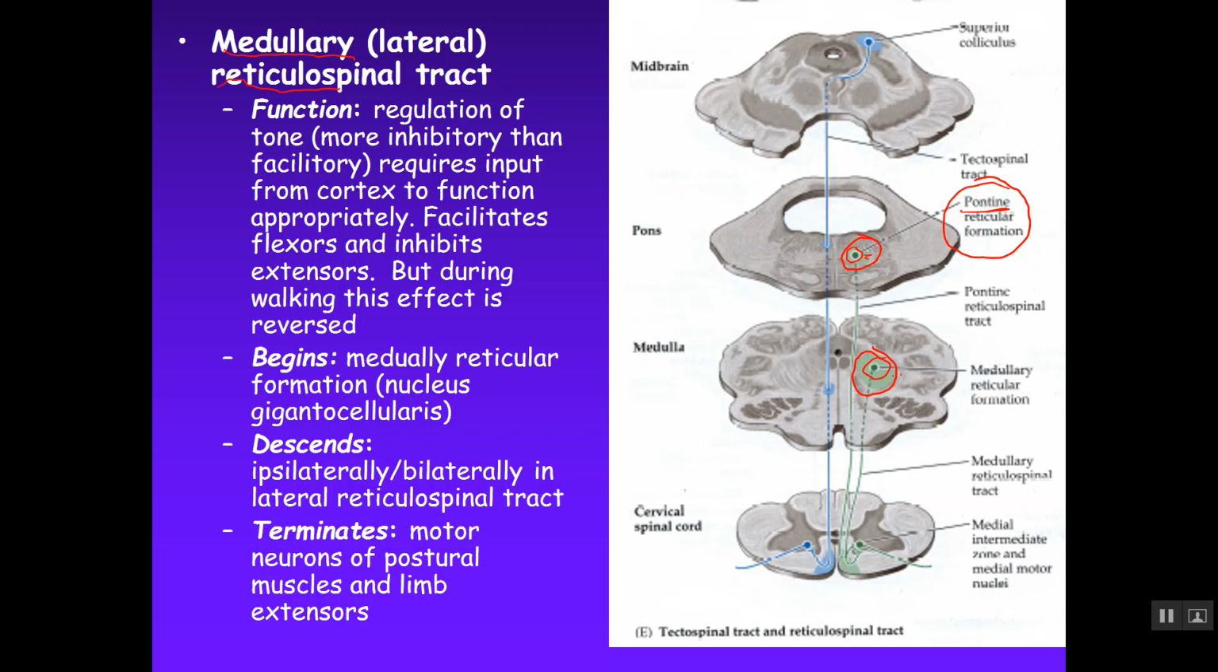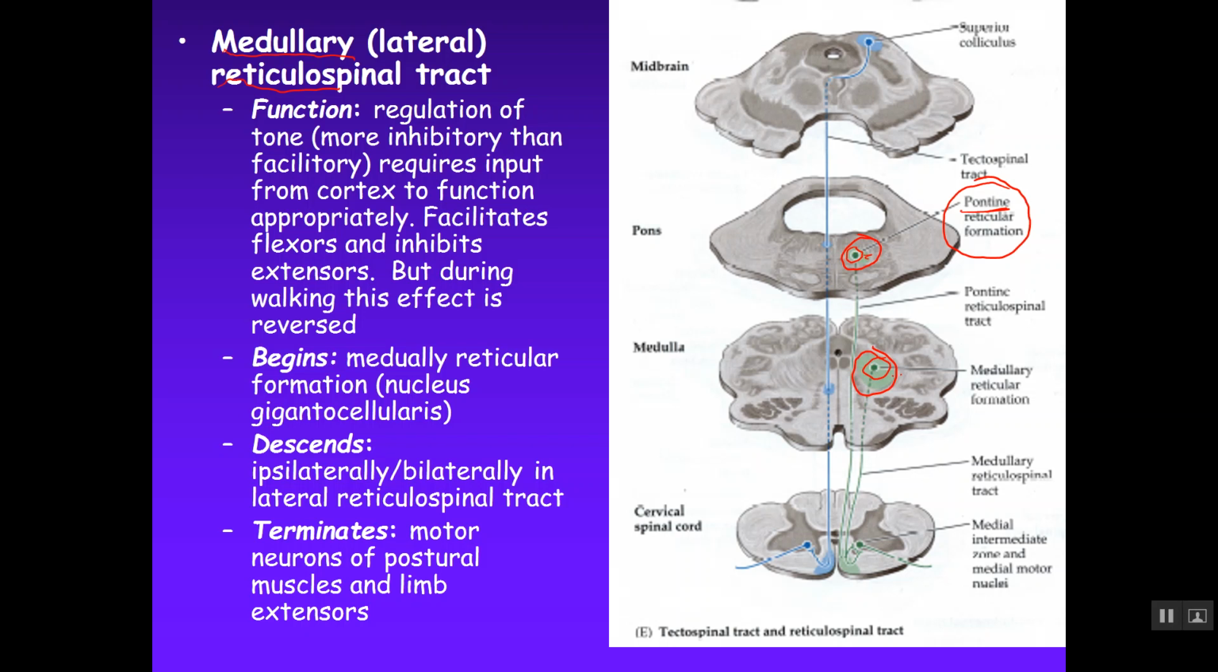What does it do? It's the regulation. It helps to regulate some tone. It's more inhibitory than facilitatory. So what it does is it helps to inhibit your tone in a way that allows you to move in a more fractionated way and use your flexors better, because you have all these other medial activating pathways that tend to bias extension. So this is a lateral activating pathway that helps to bias a little bit of flexion and inhibit extensors so that you can use your limbs more selectively and move individual joints and muscles more easily.